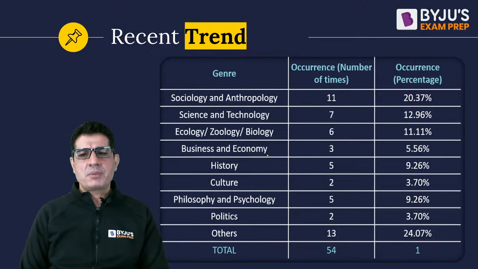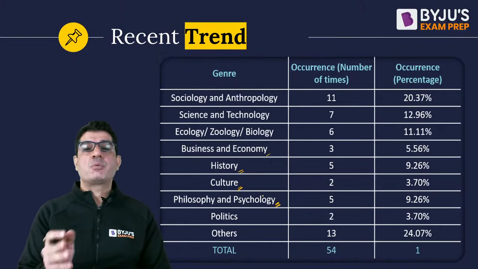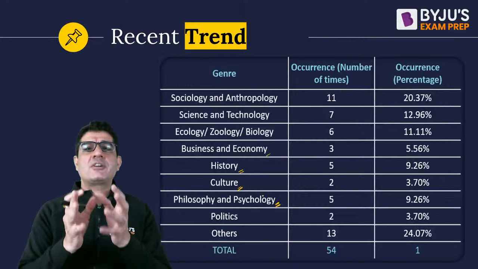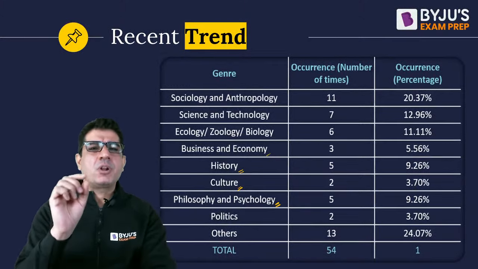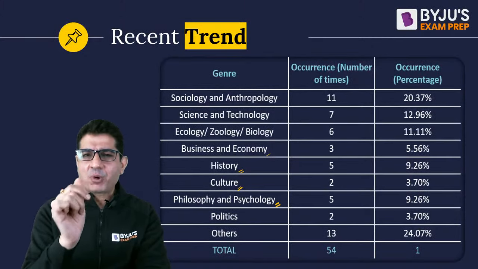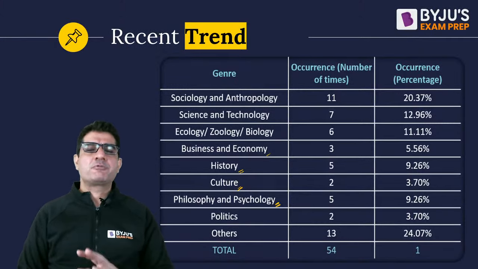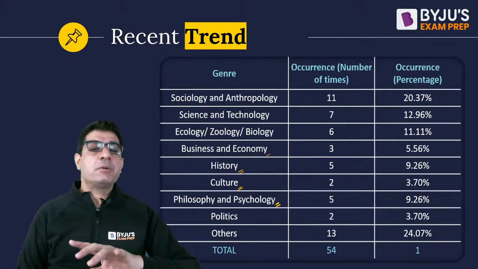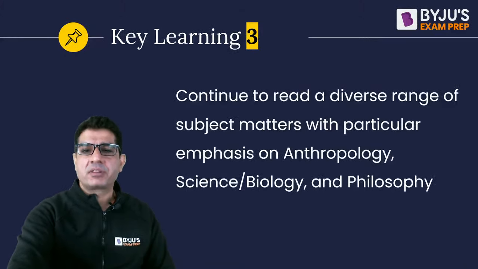Then, as usual, passages on business and economy, passages on history have been gaining prominence, passages on culture, philosophy and psychology. There was a time when philosophy and psychology used to get a lot of passages. I think in CAT 22, the role of philosophy increased a tad bit. We had a little more of philosophy as compared to the previous years, but otherwise it more or less follows the recent trend. And because it follows the recent trend, it takes us to our key learning number 3.